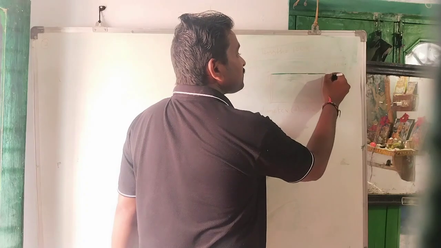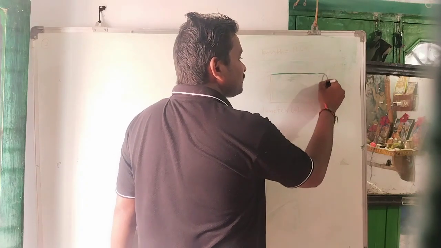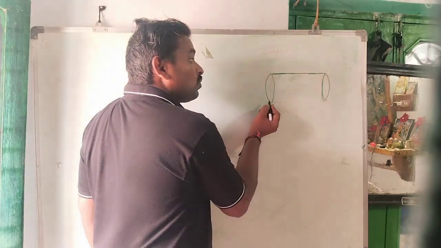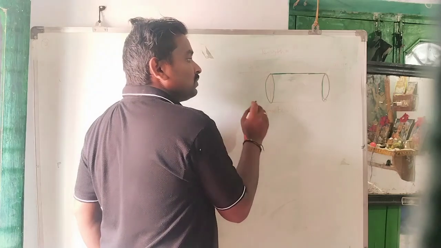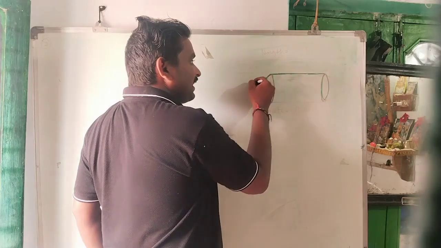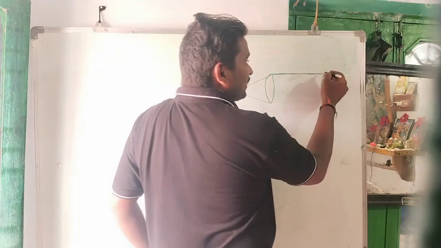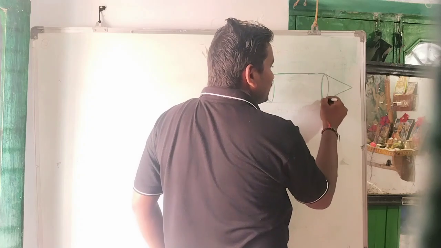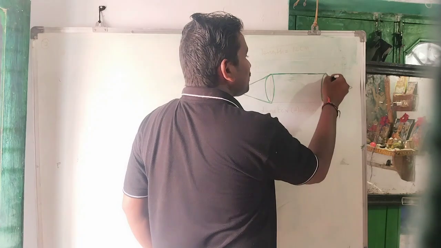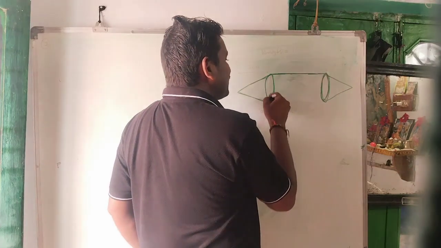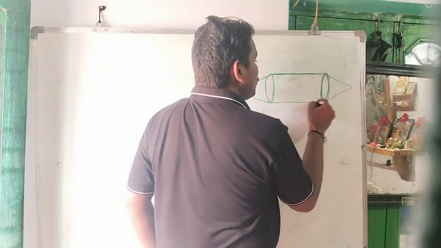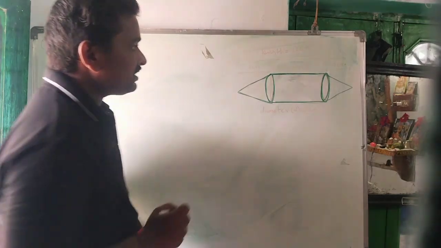This figure is formed by one cylinder, and two cones are attached to both ends of the cylinder. At one end one cone is attached, at the other end another cone is attached. So in the given diagram, one cylinder is given, the cylinder has two ends, and at the two ends, two cones were attached. This is the diagram.